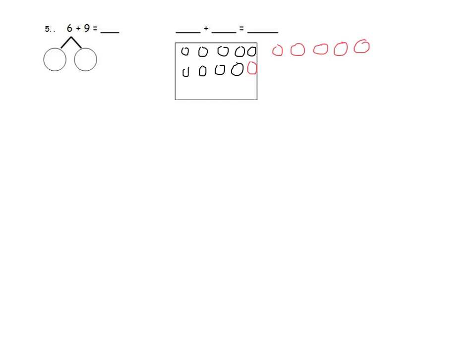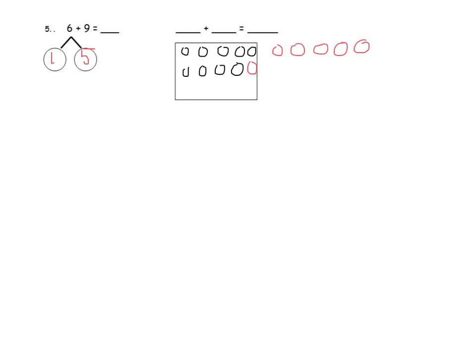Now you can see how 6 has been broken into 2 parts, the parts being 1 and 5. I will write these numbers under the number 6 to complete the number bond. So 1 and 5 are parts of 6.